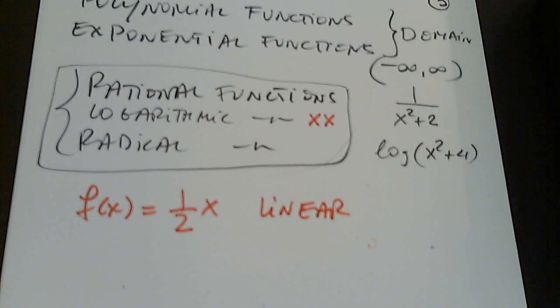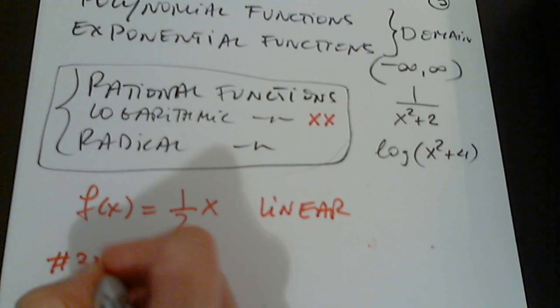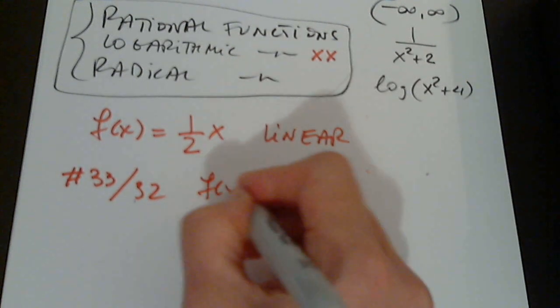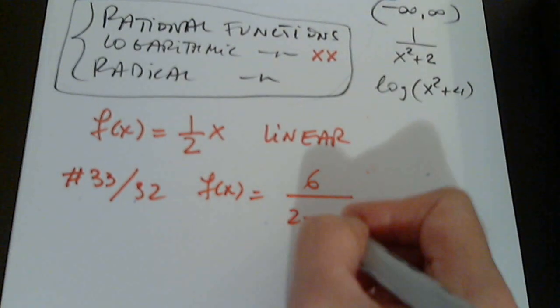So any function that has x in the denominator, I'm going to share my screen. Please choose any function, not radical yet, that has x in the denominator. If you don't choose, I will. And we want to determine its domain. 33. You want to look at 33. This one here, 6 over 2 minus x, perfect. So this is 33. On page 32, we chose f of x equals 6 over 2 minus x.